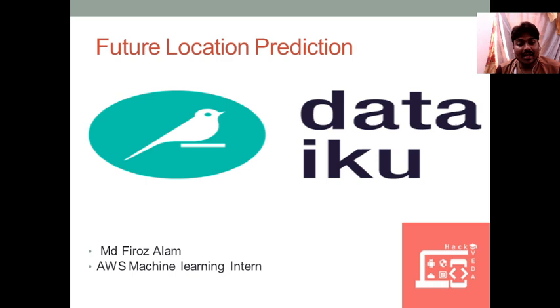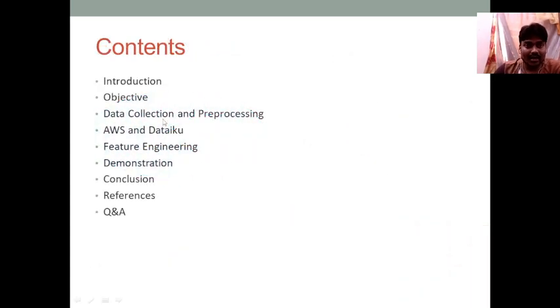I am doing AWS machine learning at Hackveda Limited, and my task is the future location prediction system, where we have to use the Dataiku data platform. Here is the content related to the project: introduction, objective, data collection, pre-processing of the data, AWS and Dataiku, feature engineering, demonstration part, and we conclude with references and a Q&A session.